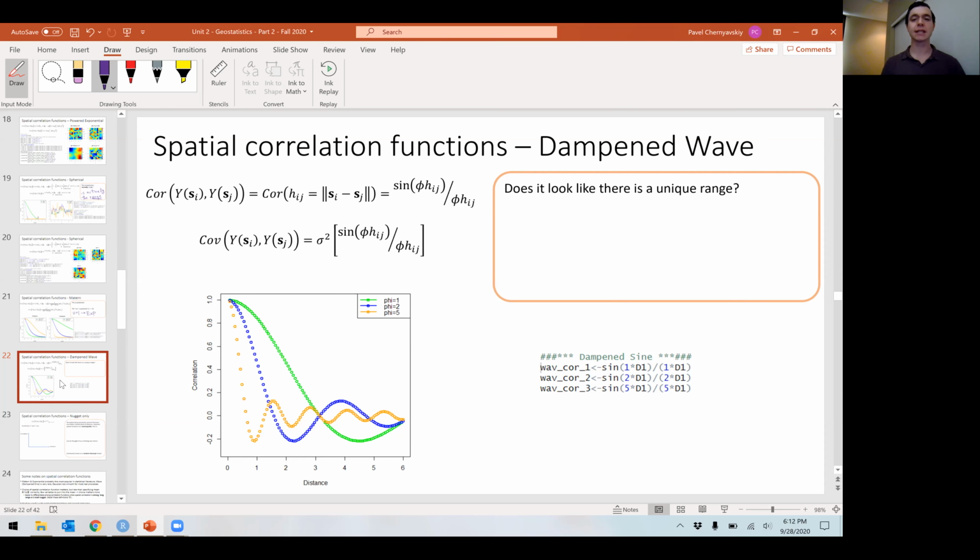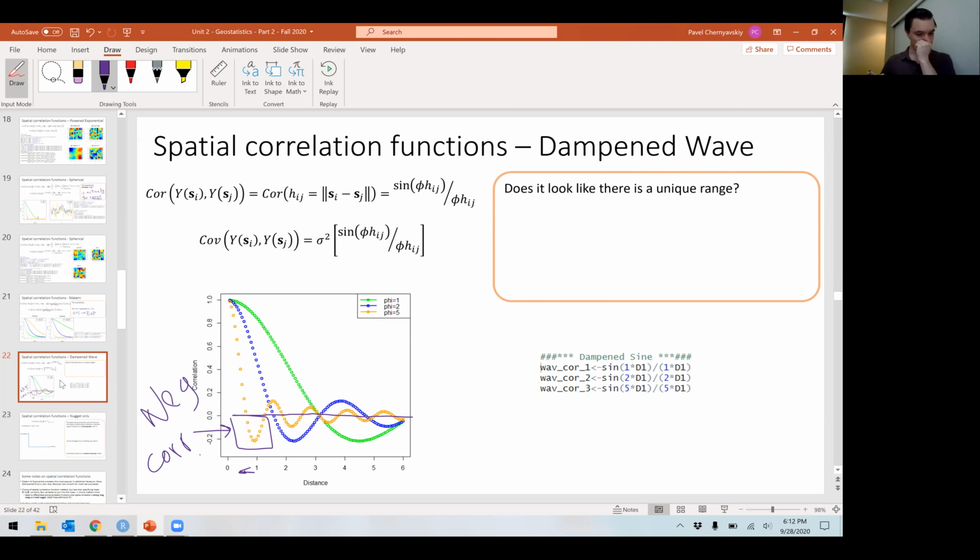There are a few unique spatial correlation functions like this dampened wave. You see, it is the only one that at least I know of where we can actually have negative correlation for data points that are near to one another. So this is something that is applied when you have some kind of porous media.